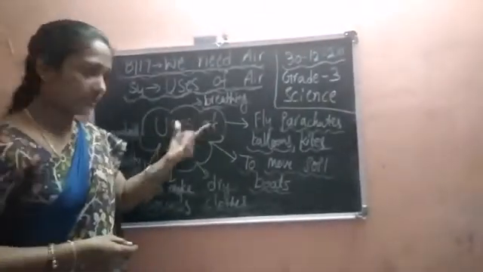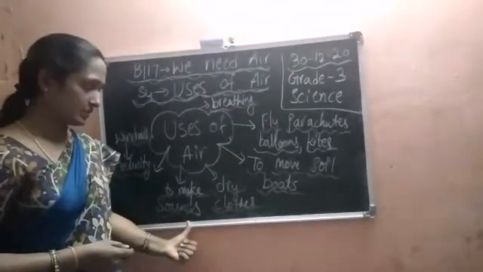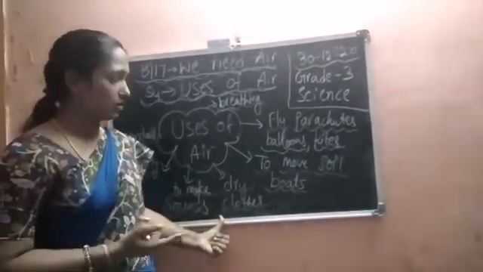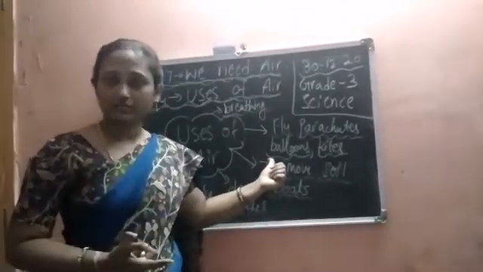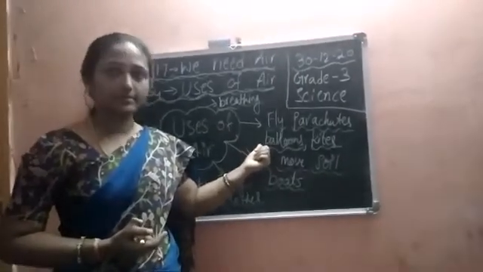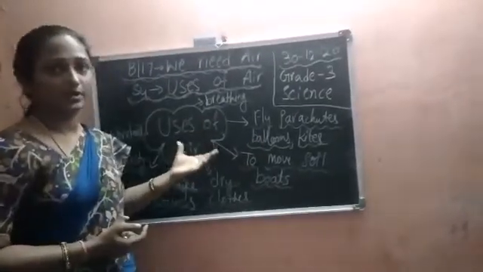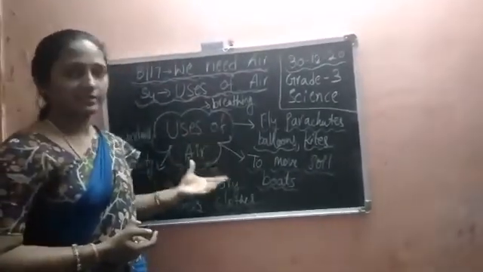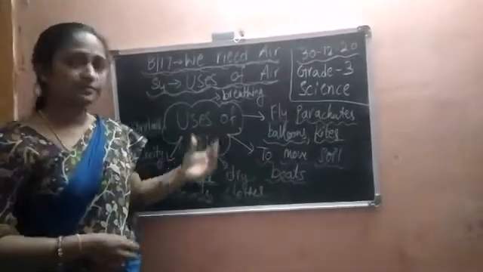Air helps us for breathing, air helps us to produce electricity, and air helps us to make sounds. Air helps us to dry the clothes. Air helps us to sail boats, fill up the balloons and tires, and fly the balloons, kites and parachutes. If there are any other uses, you can collect them and write this word web in your classwork on the plain side, children. Okay.